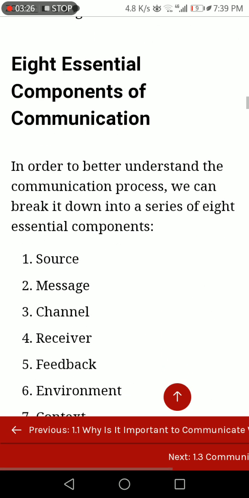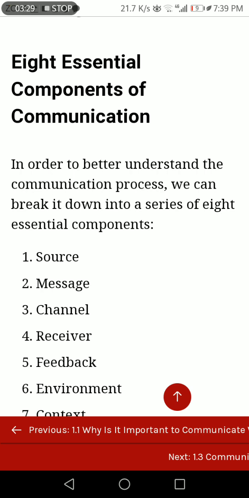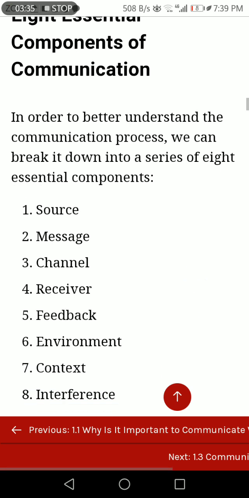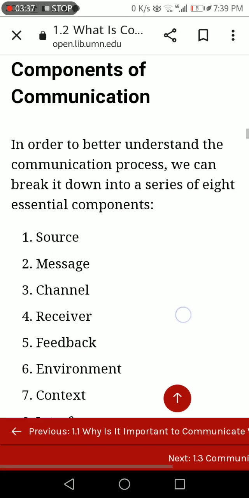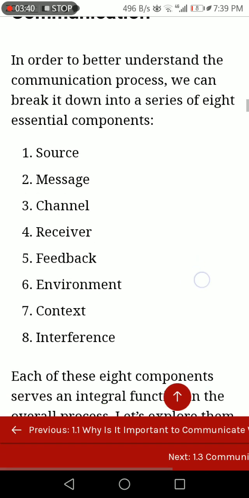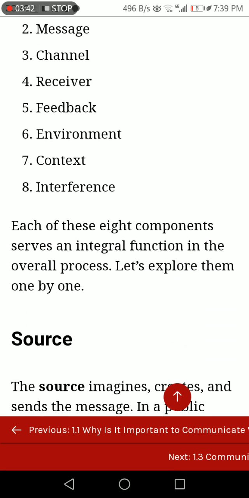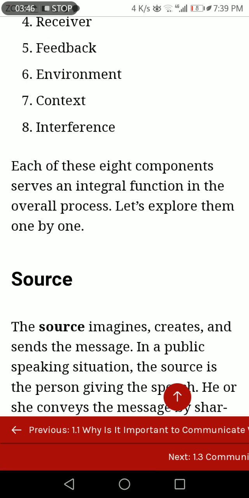Eight essential components of communication. In order to better understand the communication process, we can break it down into a series of eight components: source, message, channel, receiver, feedback, environment, context, interference. Each of these eight components serves an integral function in the overall process. Let's explore them one by one.